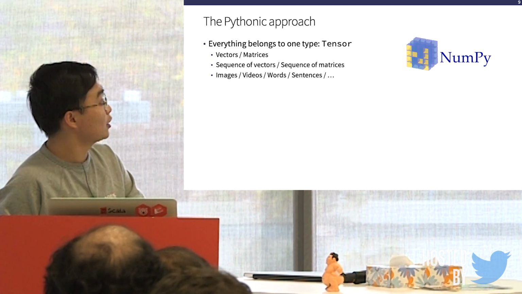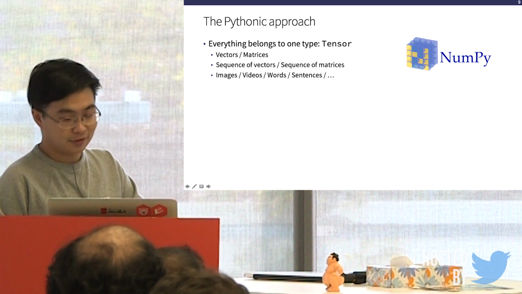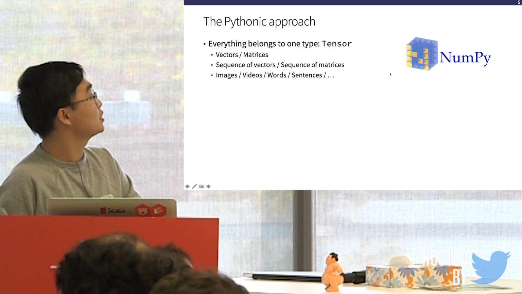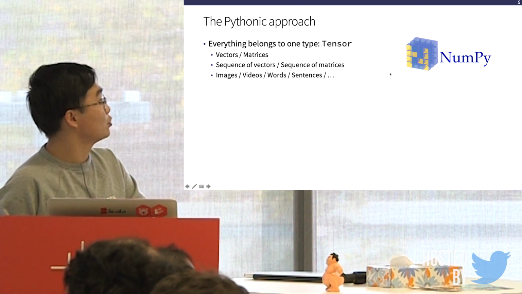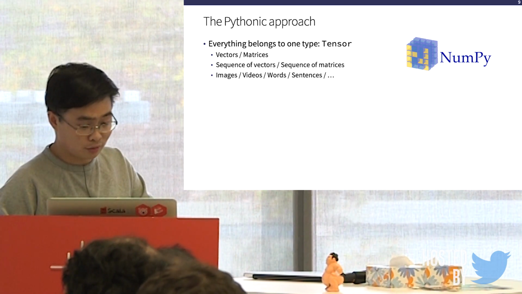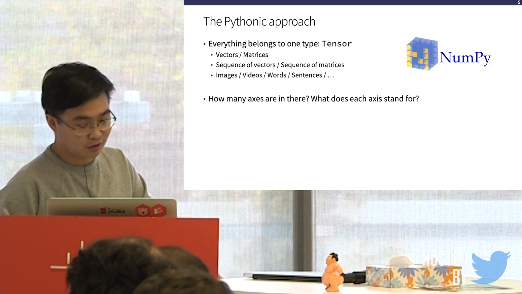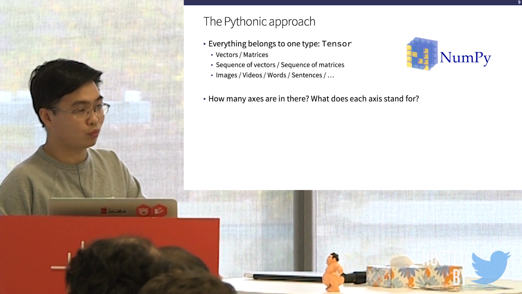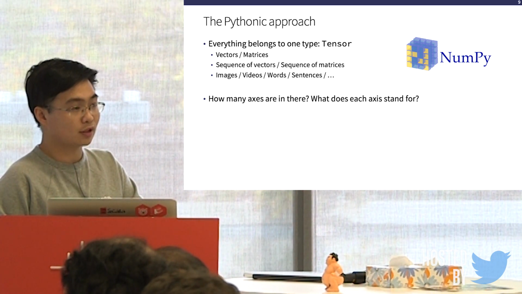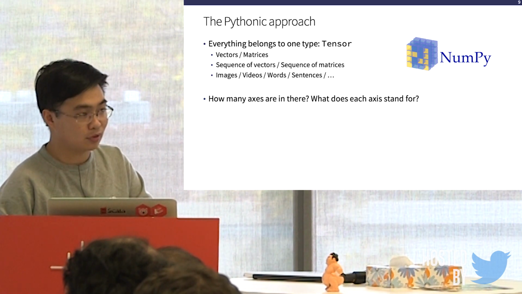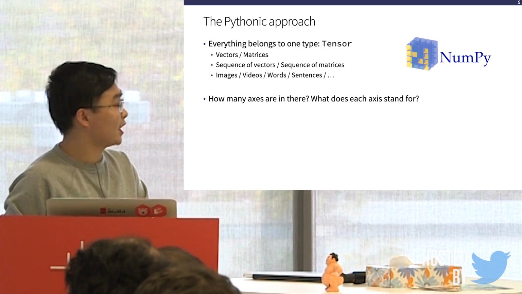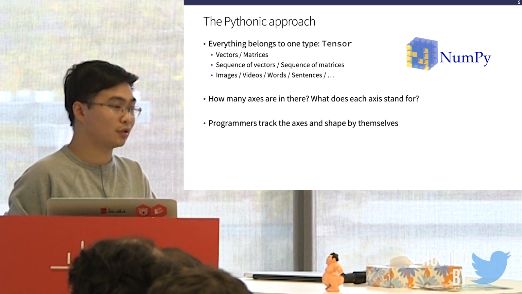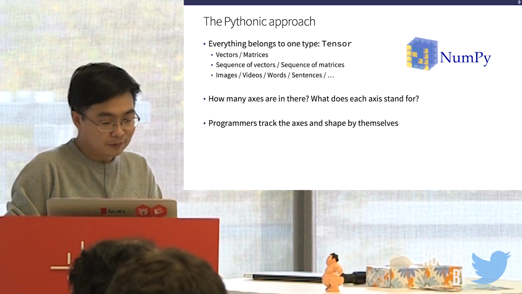So the Pythonic approach, starting from NumPy, is that everything belongs to one type, the tensor, the ndarray, whether it's a vector or matrices, or a sequence of vectors, a sequence of matrices, or an image or video, a word, or sentences. Everything is just a tensor. So how many axes are actually in the tensor? It's either 0 dimensions, a scalar, or a 1-dimensional vector, a 2-dimensional matrix, or higher dimensional? Or what does each axis stand for? We just don't know. So the programmers have to track these by themselves. They have to remember them by heart.